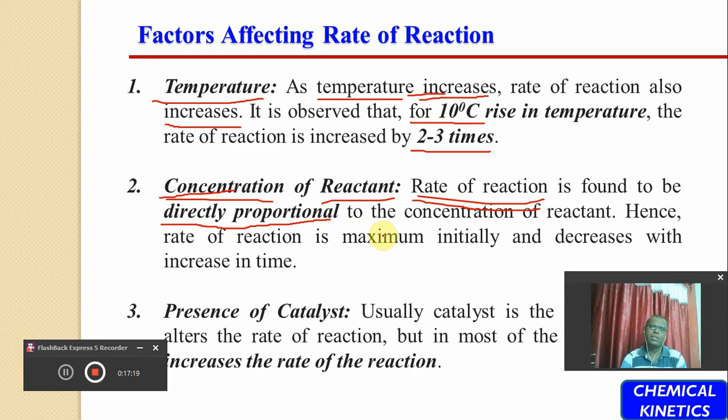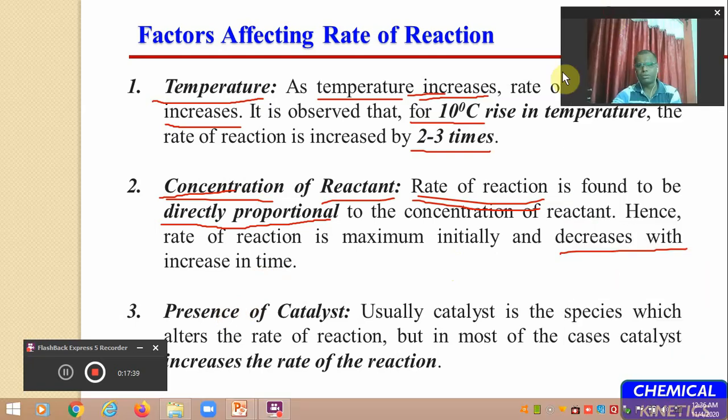Hence the rate of any chemical reaction is initially greater, and this rate of reaction decreases with the increase in time. As the reaction proceeds, the rate of reaction decreases with the decrease in concentration of reactant.